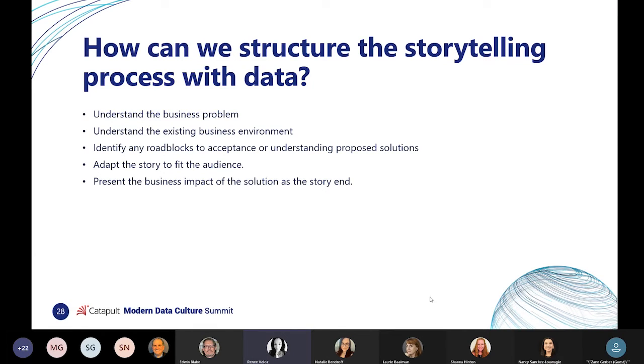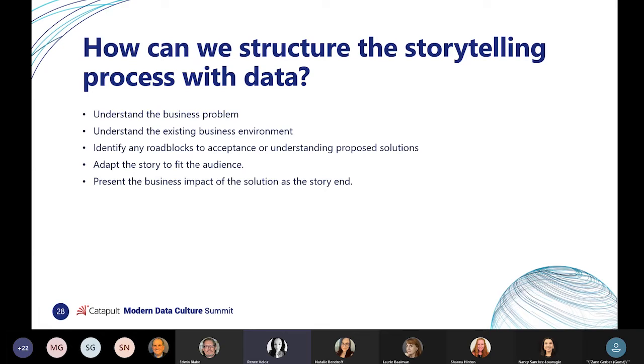Third, identify any roadblocks to acceptance or understanding proposed solutions. This one is a little challenging sometimes because, as Natalie mentioned in her part of the presentation, each audience has a slightly different story. So each stakeholder could have its own interests.